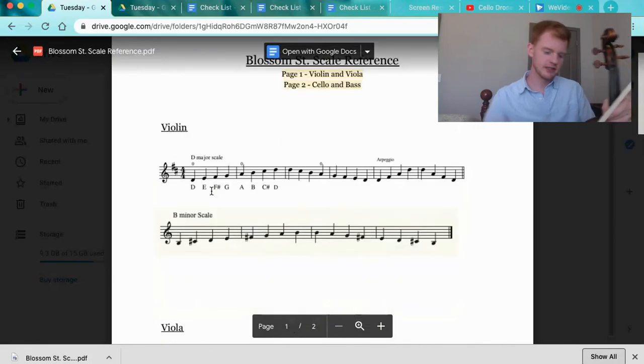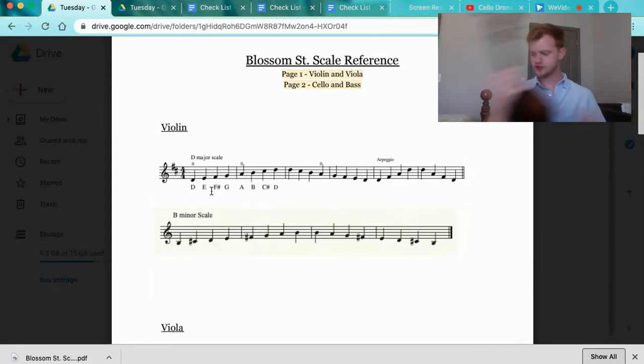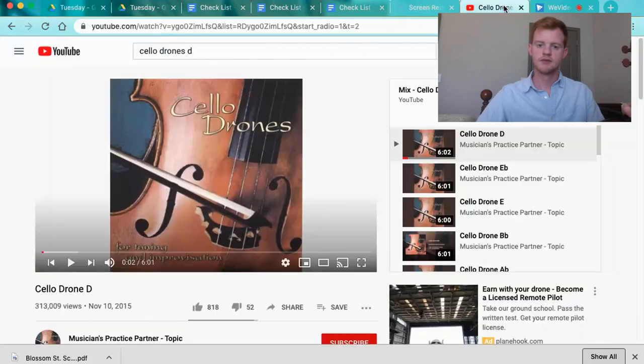So I'm going to give you an example. It might be easy to start off just with the scale. So I'm going to turn my drone on. This is my D drone.